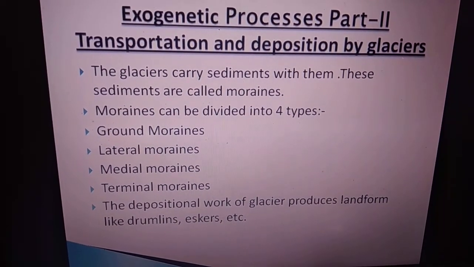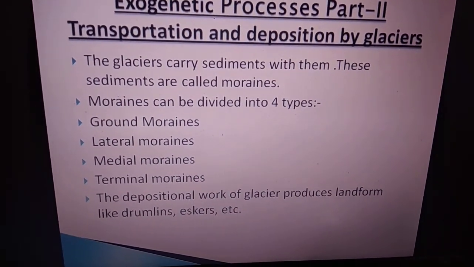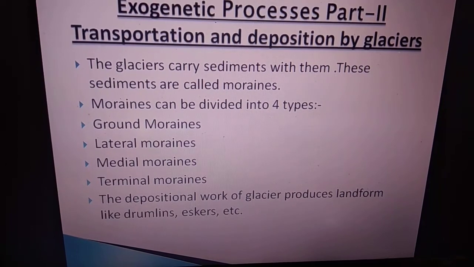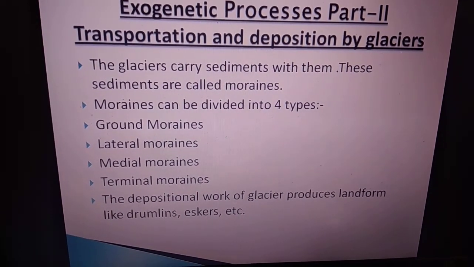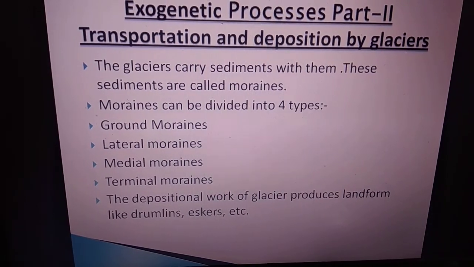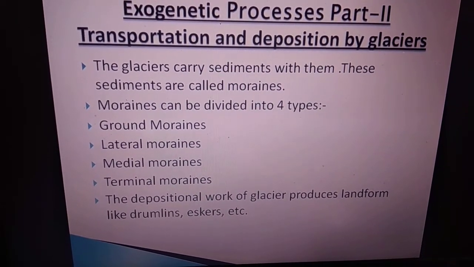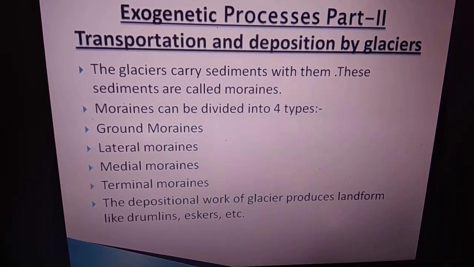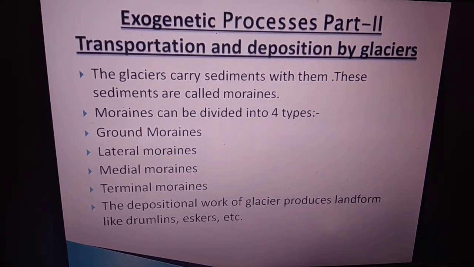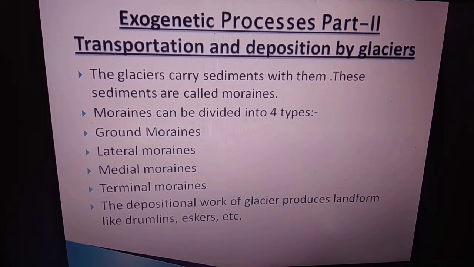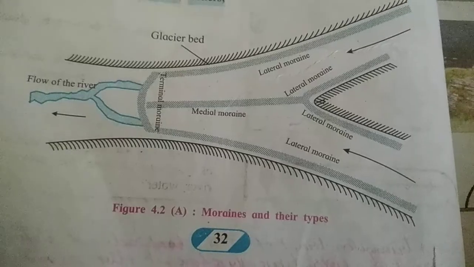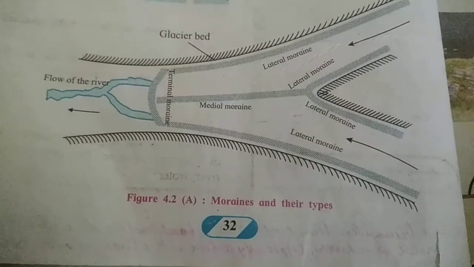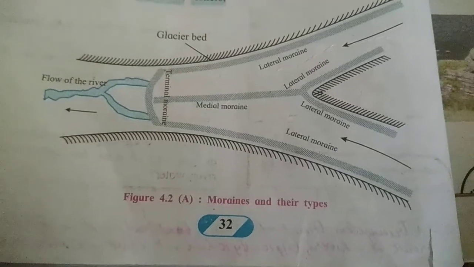As we already discussed in the slide, the glacier carries sediment with it. This sediment is called moraines. That is the definition of the moraines. And the four types of moraines are ground, lateral, medial, and terminal. The depositional work of glacier produces landforms like drumlins, eskers, etc. And that is the diagram of the moraines and their types.